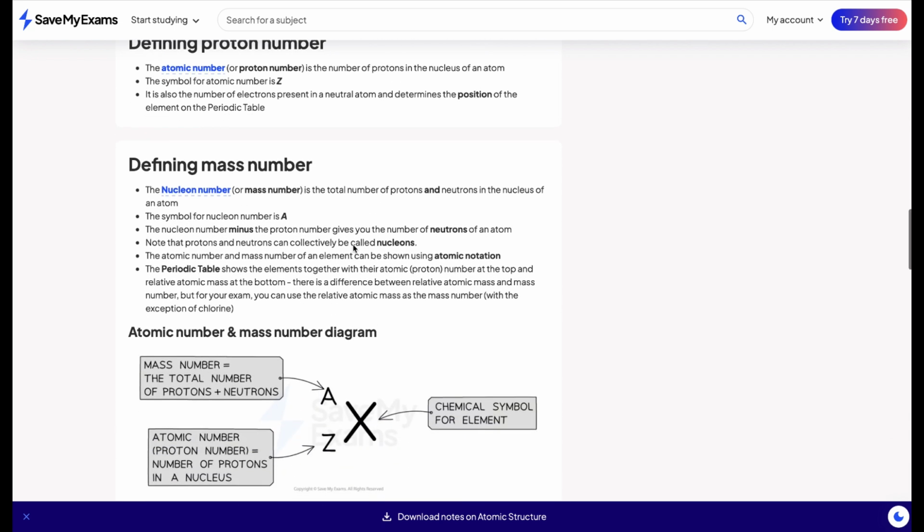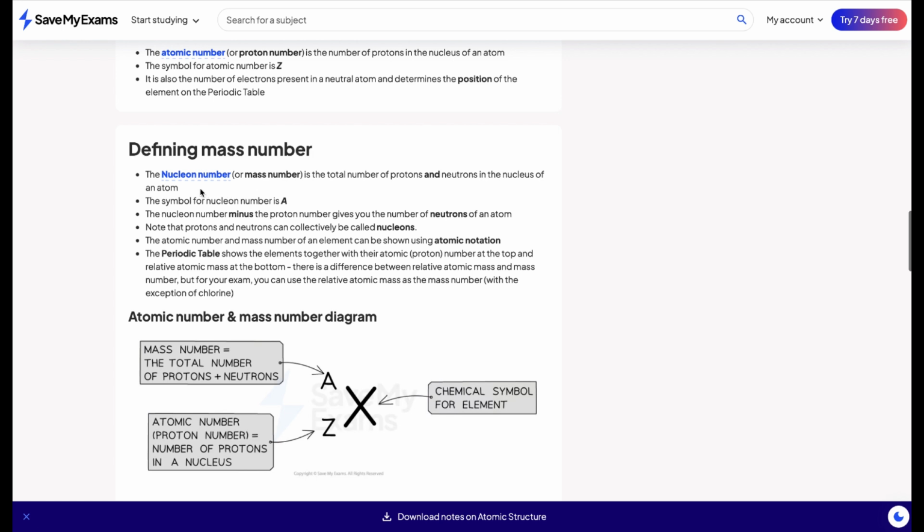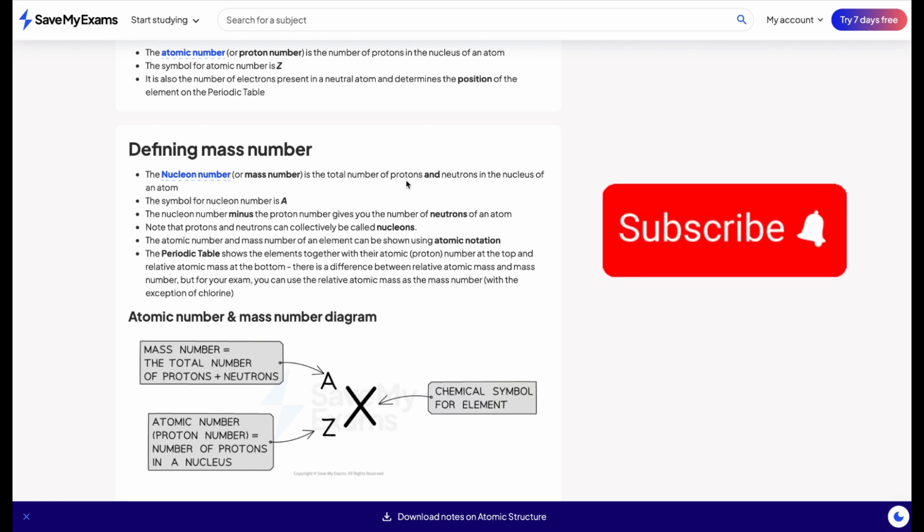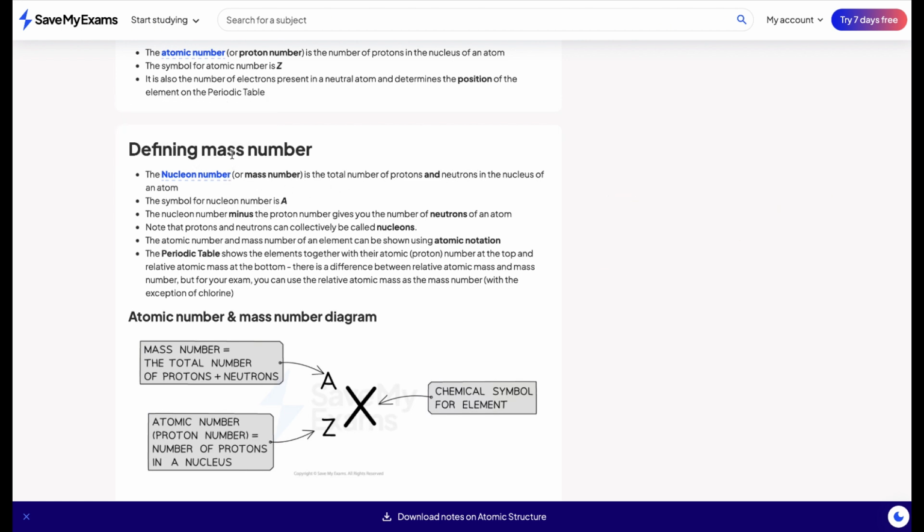Now let's go to defining the mass number. Mass number is the sum. It's also called the nucleon number, and is represented by the capital letter A. It's the number of protons and the number of neutrons that are found in the nucleus. It's just the content of the nucleus, what is found in the nucleus. Remember, the protons and the neutrons are found in the nucleus of the atom. So it's adding the number of protons plus the number of neutrons that are found in the nucleus. That's what we call the nucleon number or the mass number. Is that okay? It's represented by letter A.